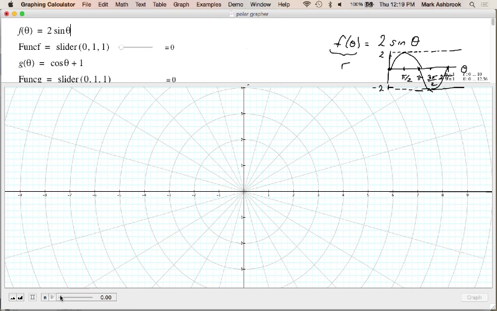As theta goes from 0 to pi over 2, what does r go from? From what to what? 0 to 2. So let's plot that starting and ending point, right? So what's the starting point? It's the point theta equals 0, r equals 0. Where's that?